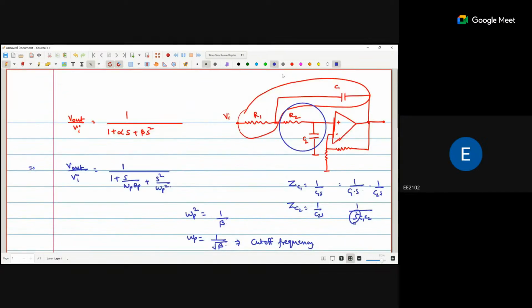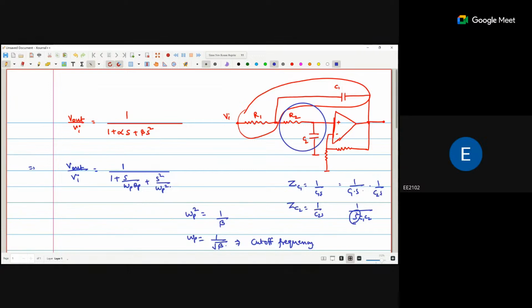Can we directly use the formula to identify it, sir? Yes, we can use the direct formula for cutoff frequency. Not exactly a direct formula. It depends on the question.